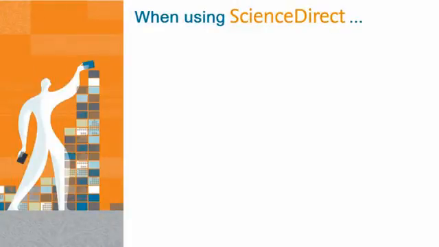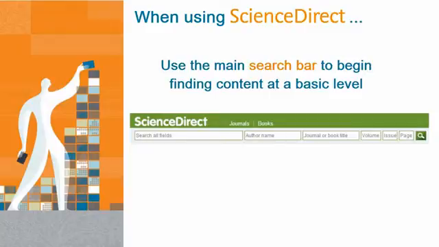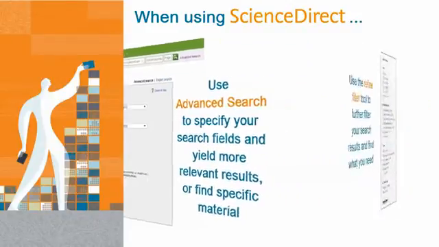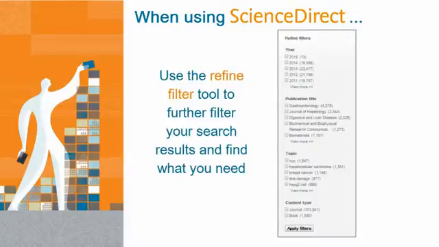In summary, here are the key things to remember when using ScienceDirect. Begin finding content in ScienceDirect at a basic level using the search bar. Use advanced search to specify your search fields and yield more relevant results from the start, or to find specific material. Use the Refine Results feature to further filter your search results and find what you need.